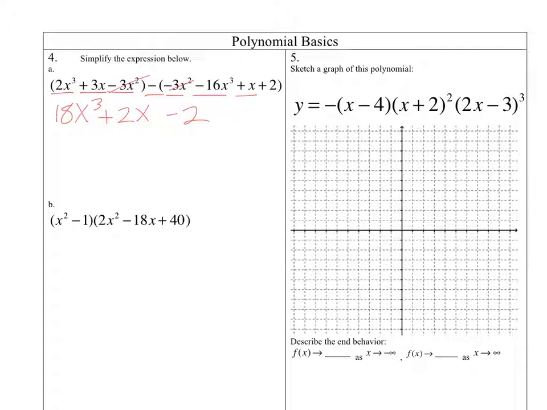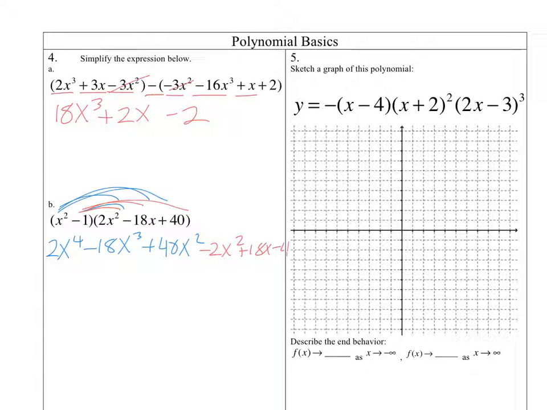When I'm multiplying, then I do have distribution. X squared times 2x squared is 2x to the fourth. X squared times minus 18x is minus 18x to the third. Negative, I forgot one. I'm going to get plus 40x squared. I'll switch colors. I'm going to get negative 2x squared plus 18x minus 40. I'm going to combine some like terms if I can.